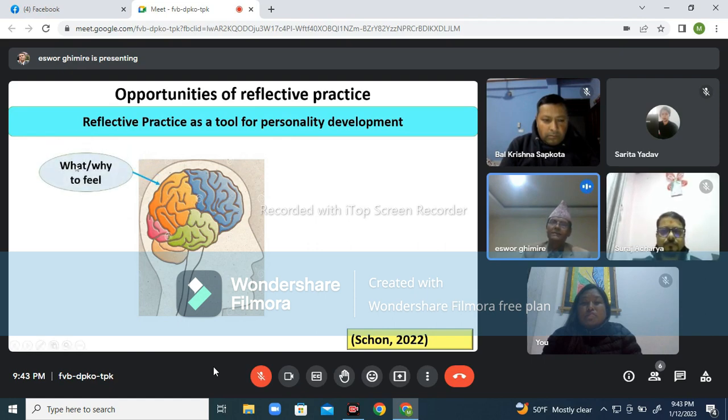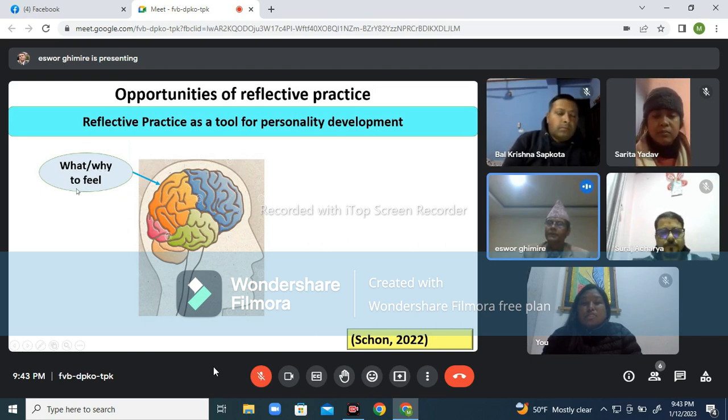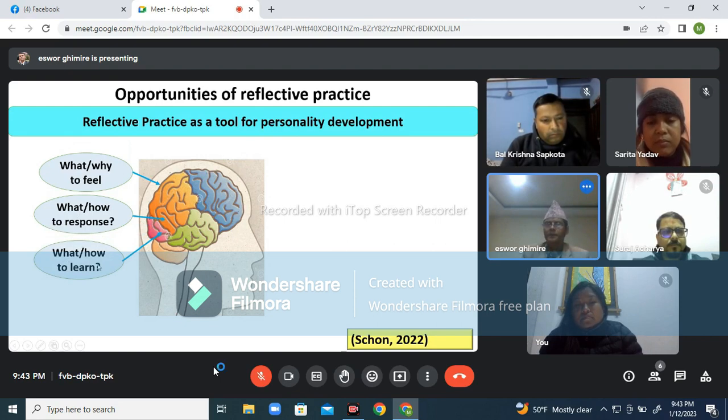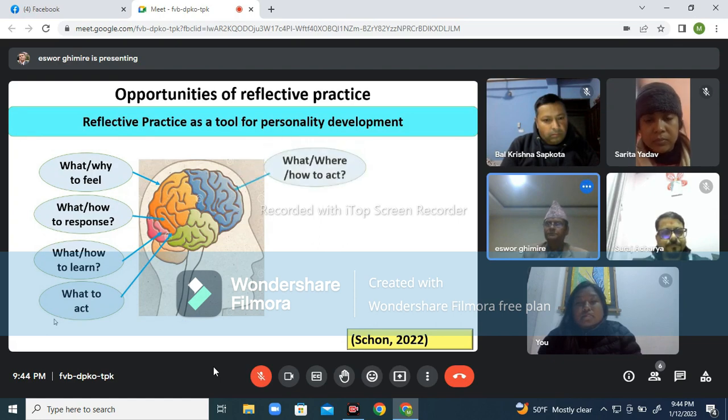Let's see why to feel, what to feel. This is also a mental process. What to respond, how to respond. That is also a mental process. Similarly, what and how to learn. Learning, reflective practice is constant to learning. What to act, that is acting. First feeling, then response, then learn, then act. These are a coherent, sequential process.